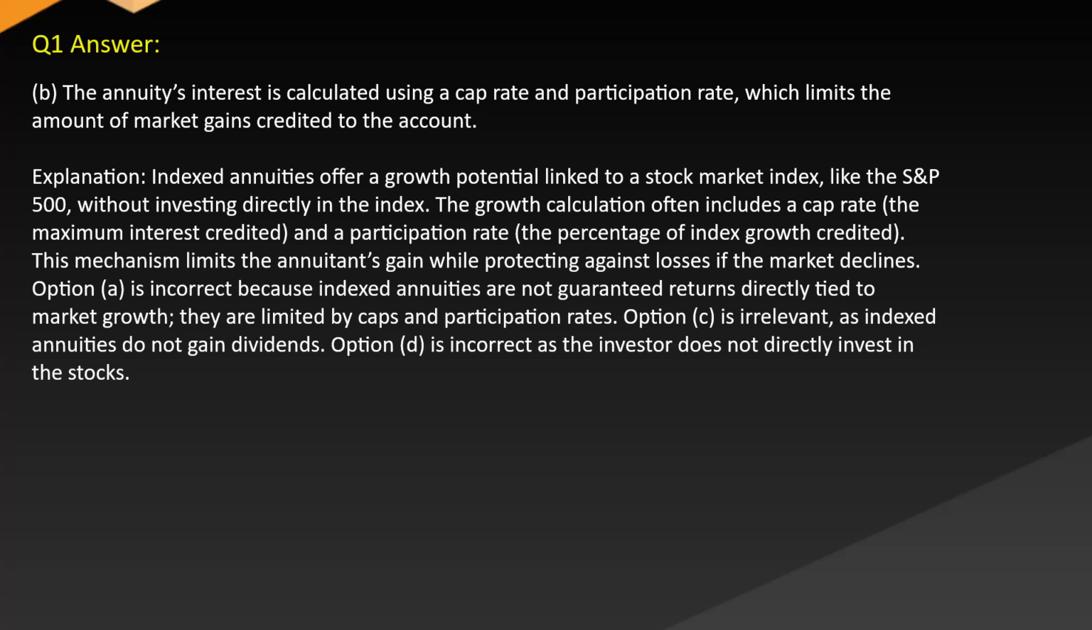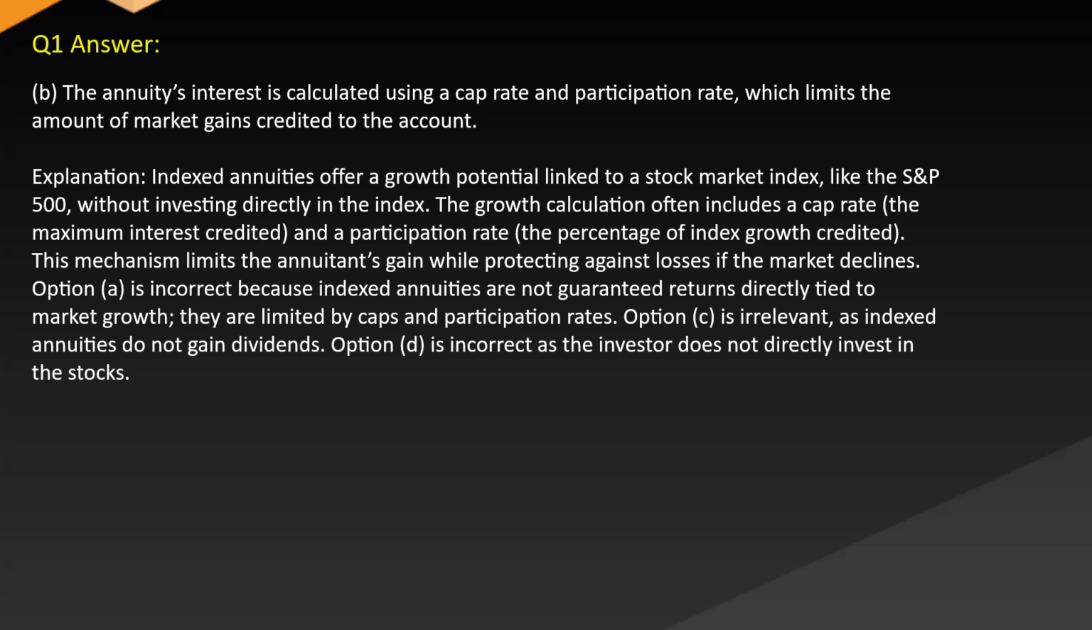Explanation. Indexed annuities offer growth potential linked to a stock market index like the S&P 500 without investing directly in the index. The growth calculation often includes a cap rate, the maximum interest credited, and a participation rate, the percentage of index growth credited. This mechanism limits the annuitant's gain while protecting against losses if the market declines.